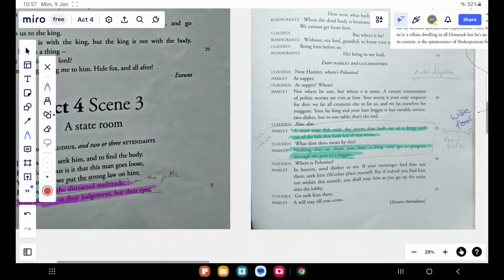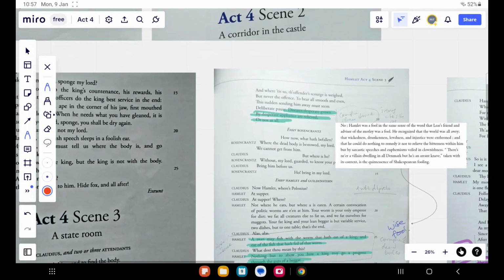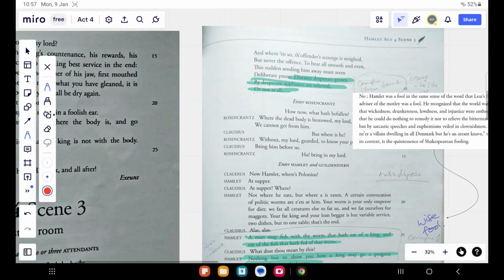Moving on, we get a return again to the disease motif. "Diseases desperate grown by desperate appliance are relieved, or not at all." So there's a bit of alliteration there that you could explore. I'll just see what I put beneath this here.